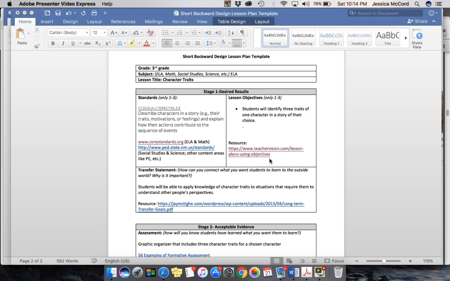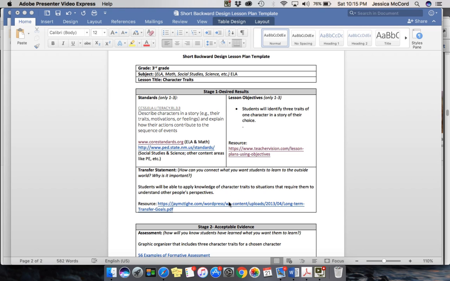And a transfer statement is just about helping the teacher to understand how the lesson connects to things in the real world so that we're setting a larger purpose for what it is that we're teaching our students to do. So you can see the guiding question here is, how can you connect what you want students to learn to the outside world? In other words, why is it important for them to learn this beyond just saying that it's in the standard? Because kids don't care if it's in the standard or not.